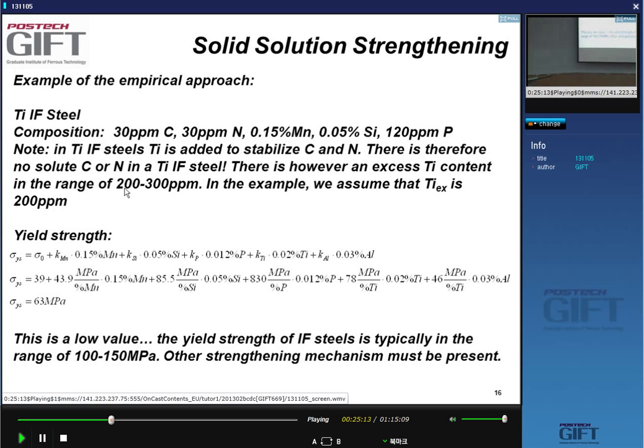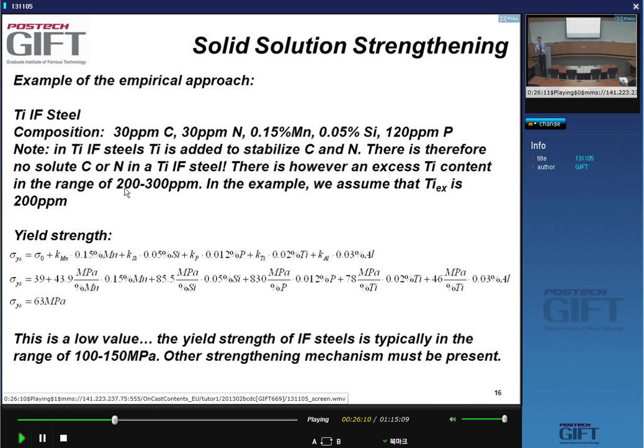Is there any carbon or nitrogen in this steel? You remember, nitrogen and carbon have huge impact in terms of strengthening. In these steels, the effect of carbon and nitrogen on the strength is a big zero. Why? Because we've added titanium. The titanium stabilizes the nitrogen, and it also stabilizes the carbon. So there is no carbon and no nitrogen in solution, so there is also no strengthening from nitrogen and carbon. Always be careful with this. There's no solute strengthening from carbon and nitrogen in these steels.